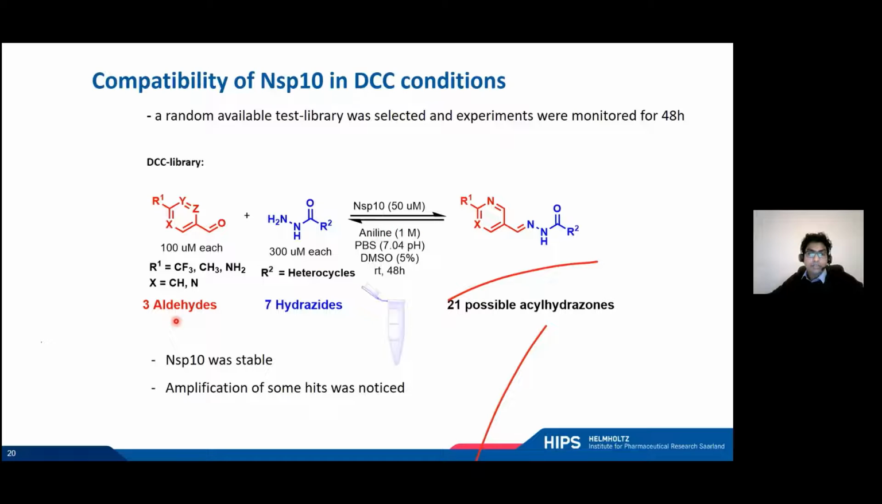And what we found out is that for 48 hours in this reaction condition with these different reagents, this protein Nsp10 was stable. So it was not degraded, it was not decomposed. And we also saw amplification. Amplification means amplification of some of the products. So in total, from 3 aldehydes and 7 hydrazides, you will get 21 acyl hydrazones, right? Out of these 21 acyl hydrazones, there were several which were amplified over the others. And I will show you in the next slide how they are amplified.